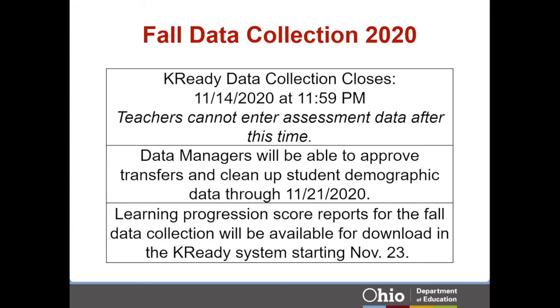That score report in the K-Ready system is still called the Learning Progression Score Report. And although it's only pulling from those 10 SKBs, it's the same report that we've had in previous years. It's just pulling from those 10 skills, knowledges, and behaviors now. Okay. And if you have any questions about that, we've got the Q&A where you can put your questions.